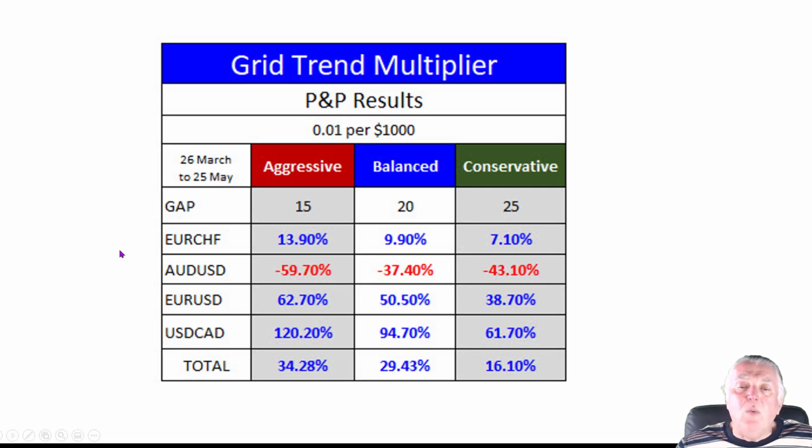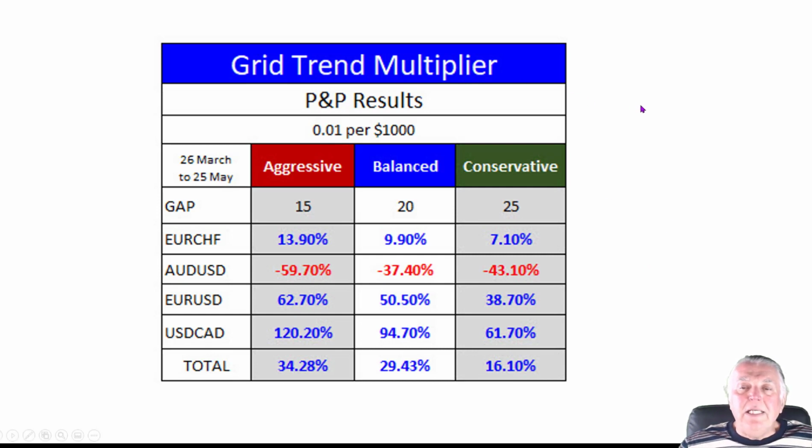But look at what you would have gained on the euro. You would have made up for those losses with 62% gain, 50% gain, and 38% gain. And look at the CAD, and this is where the 120% comes in. The CAD made 120% over 2 months using our plug and play settings exactly. And then on the balanced basis, 94%, and then on a conservative basis, 61%. So if you add them all together, in total, the return on investment would have been 34%, 29%, or 16%.